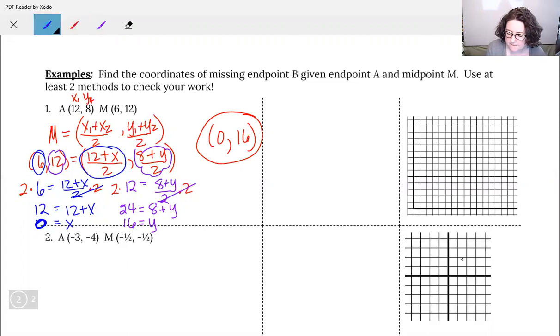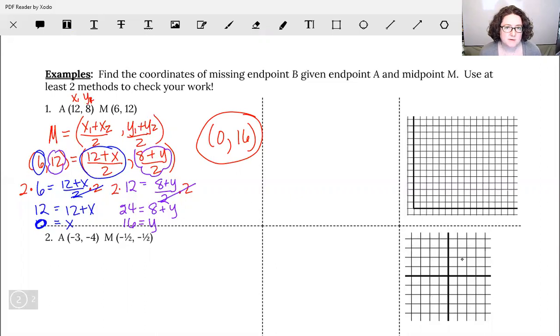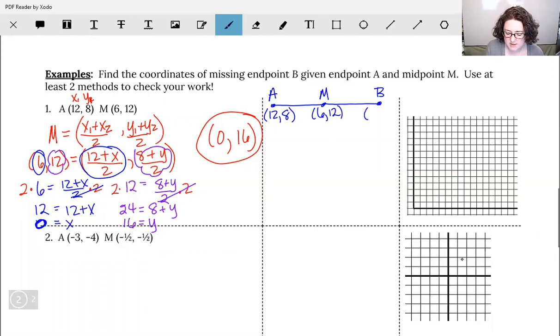Okay, so here is the mapping version of this problem. I know I'm finding midpoints, so I'm going to draw a segment that has a midpoint. My midpoint is in between segments A and B. I was given 12, 8 as my first point. My midpoint is 6, 12, but I don't know what my endpoint is. So I'm just going to leave an empty space here to help me know where I'm going with this. Okay, here we go.